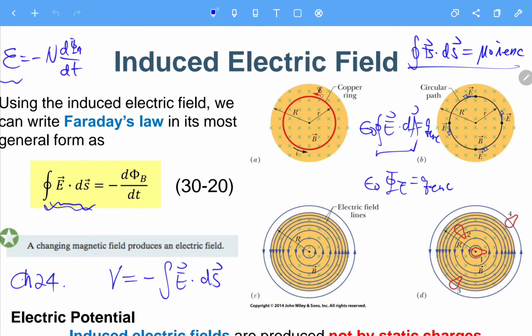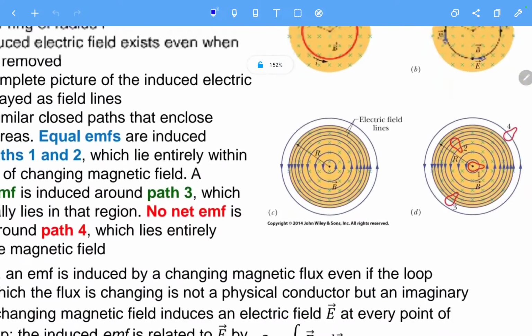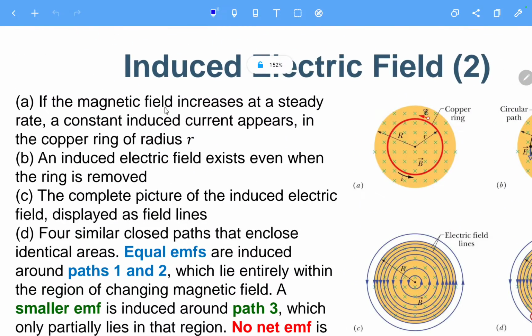In that case, if we put the copper ring there, of course there will be current going through the ring. But even if we don't have the copper ring there, we will still generate some E field in the space. Here it says, if the magnetic field increases at a steady rate, a constant induced current appears in the copper ring. So there will be induced current there.